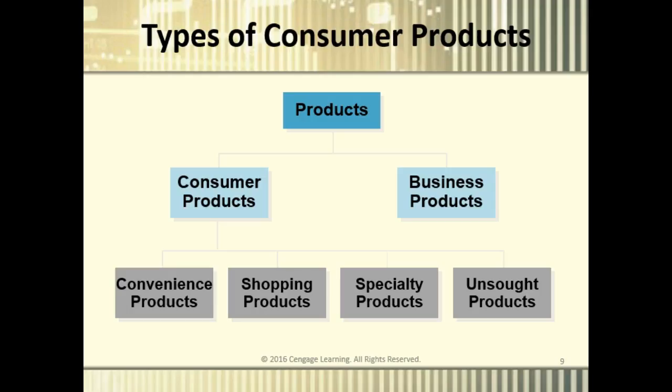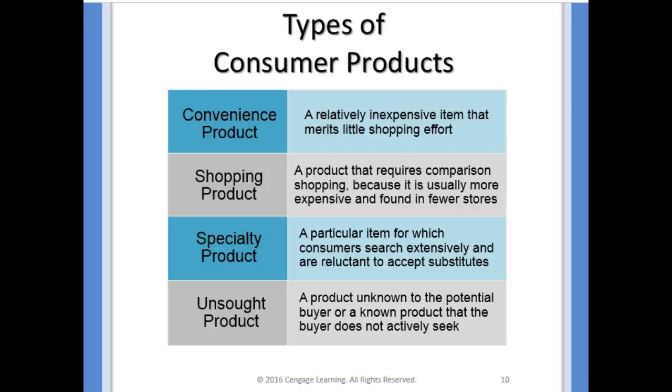Alright, so if you're looking here, consumer products are broken down into 4 different categories or types. Convenience, shopping, specialty, and unsought. Now this slide here is going to give you a little bit more information about each of these. And you can see exactly what they are here, but I want to just walk you through a couple of examples maybe of each of these.